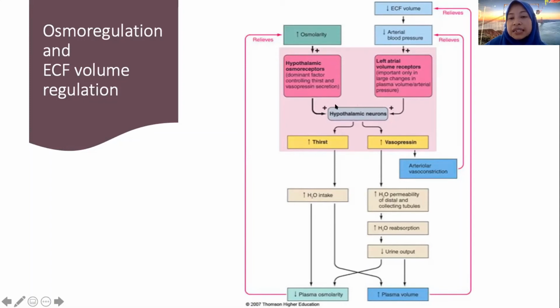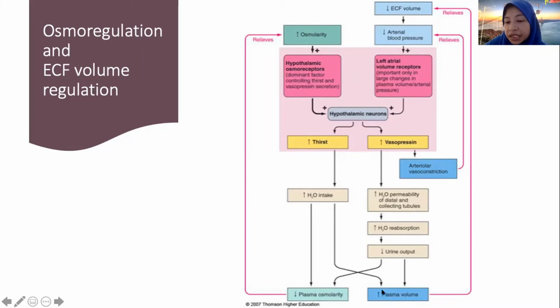At the same time, when the osmoreceptor is stimulated, it also stimulates your thirst, meaning that you will naturally want to take more water, which leads to an increase in plasma volume and also a reduction in plasma osmolarity. So this ADH, apart from just affecting the plasma osmolarity, also affects the plasma volume as well.